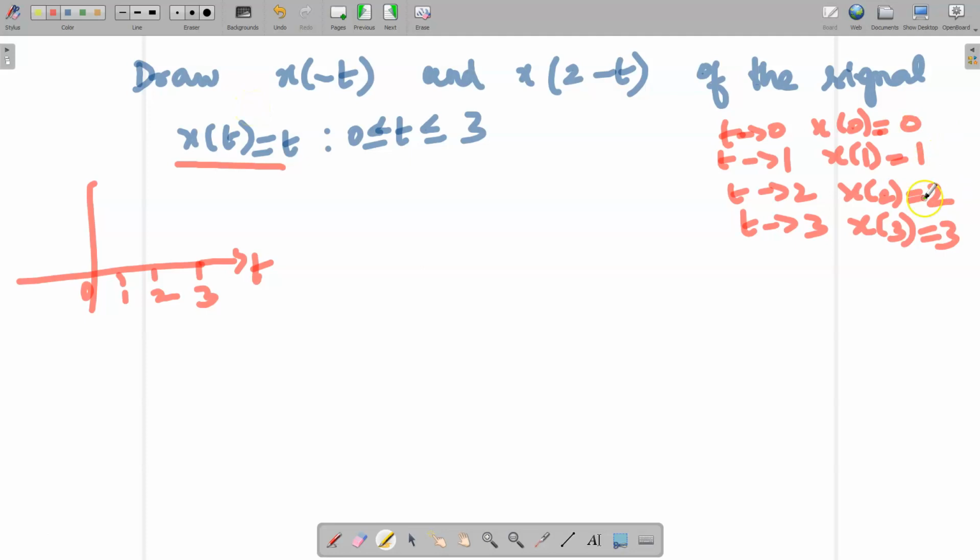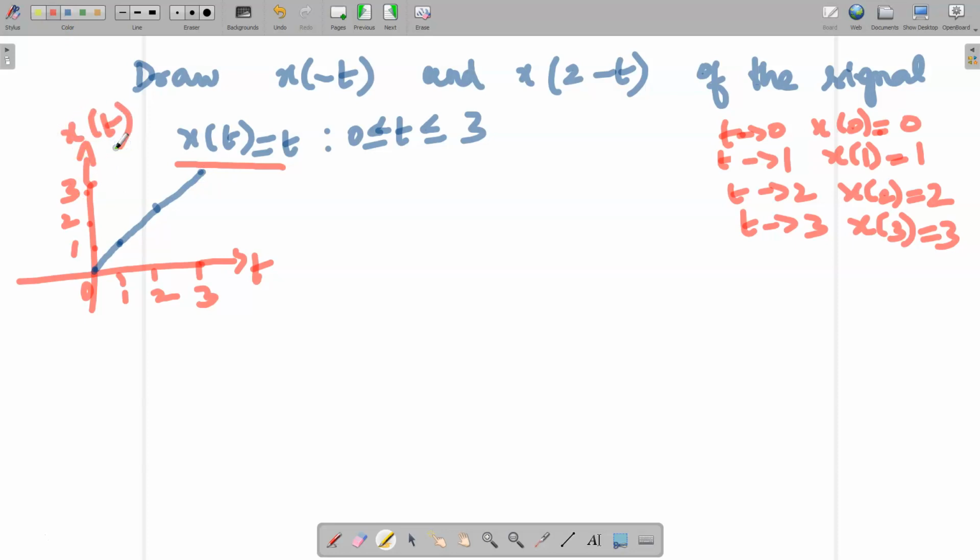So, I need the amplitude 0, 1, 2, 3. At 0, x of 0 is 0, at 1, x of 1 is 1, at t equal to 2 the amplitude is 2, so I put a dot here, and at t equal to 3, x of 3 is 3. Since they have represented the signal in terms of t, it is a continuous time signal, so just join all the dots. So, this is my signal x of t.